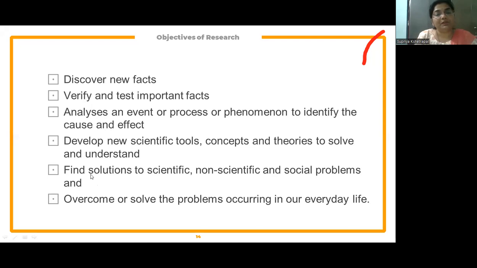The next one is to find out the solution to scientific, non-scientific and social problems. Okay, so not only for the science related, for the non-scientific and the social problems also, we have to find out the solutions and overcome and solve the problems occurring in our day-to-day life. So this is the objective of any type of research, whether it is related to social sciences or to science. Okay, so these are the objectives of the research.